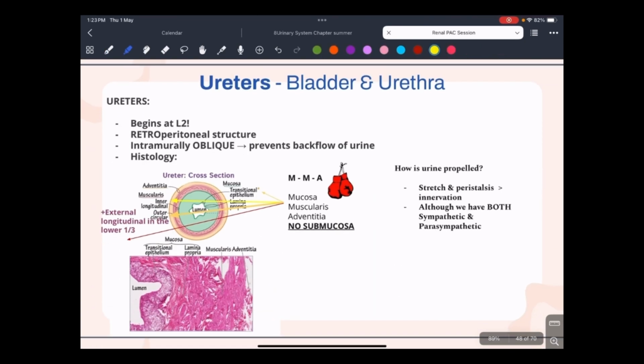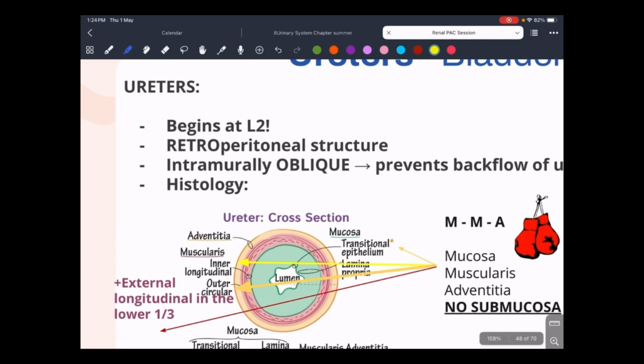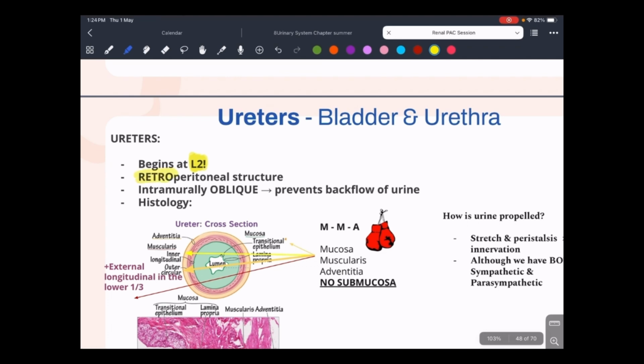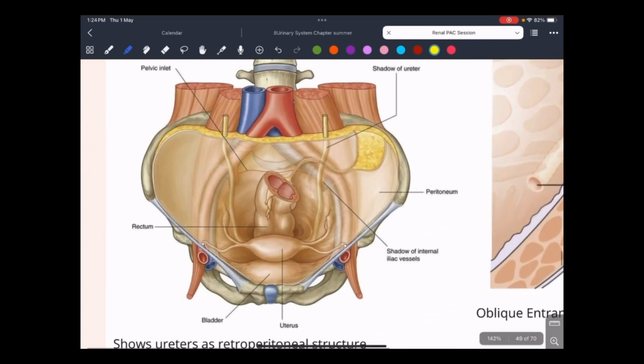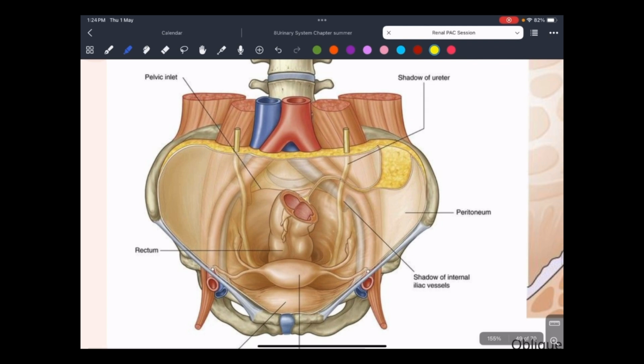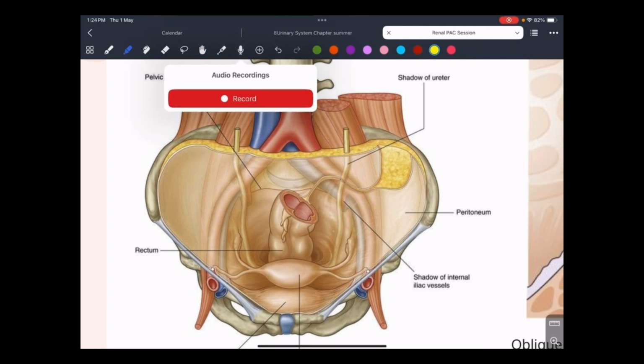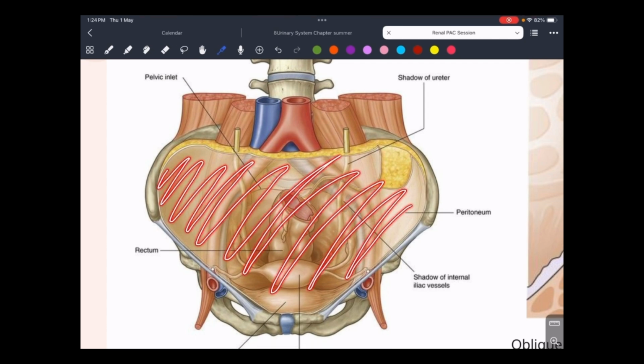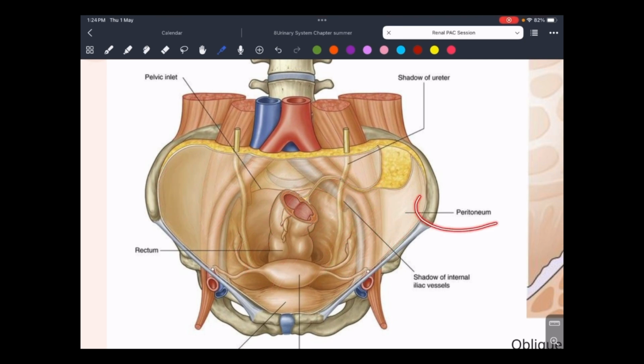Okay, so now we can move on to the ureters. The ureters are the tubes or the structures that bring urine from the kidney and into the bladder. Where do they begin? At L2. Okay, they begin at L2, and they are a retroperitoneal structure. What do I mean by that? Look at this beautiful picture right here. Okay, this is a picture of the pelvic area of the abdomen, and this very transparent sheet is called the peritoneum.